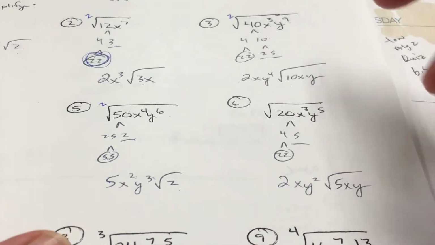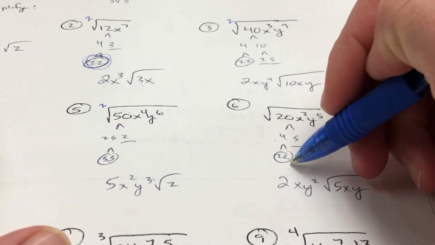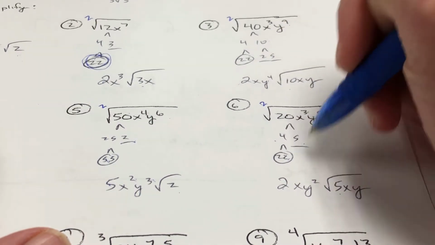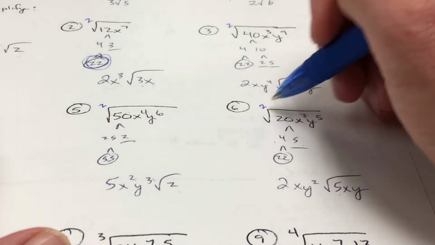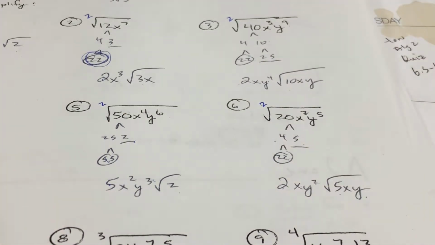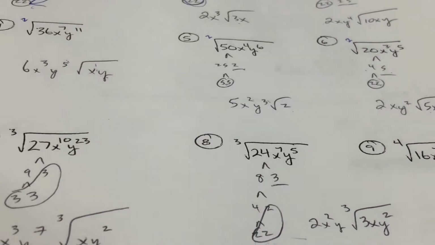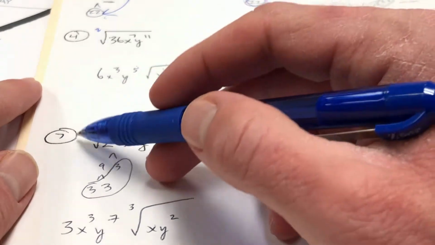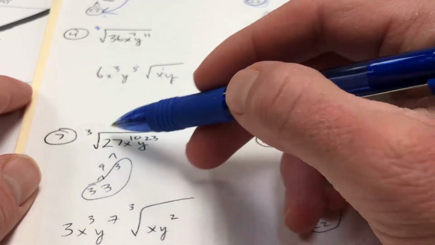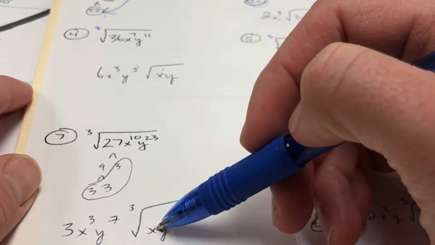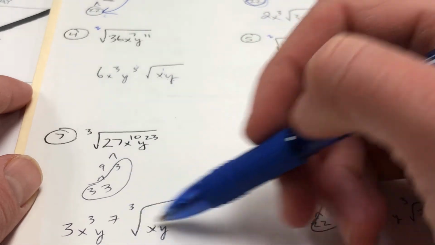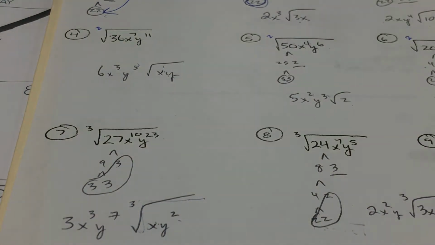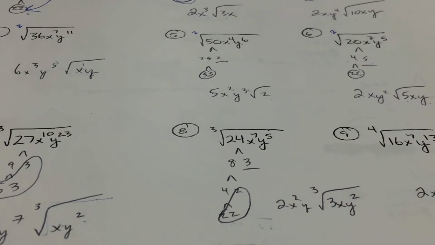All right, number 6, the square root of 20, 4 and 5, 2 and 2. So 2 root 5. This 2 goes into 3 1 time with 1 left over. This 2 goes into 5 twice with 1 left over. All right. The cube root of 27 is 3. 3 goes into 10 3 times, 1 left over. 3 goes into 23 7 times, 2 left over. What is left over is inside a cube root. Very important we get that. It's inside a cube root.